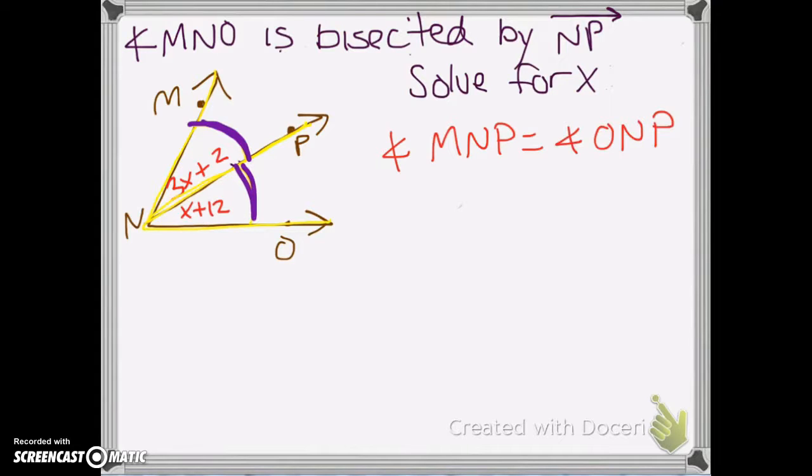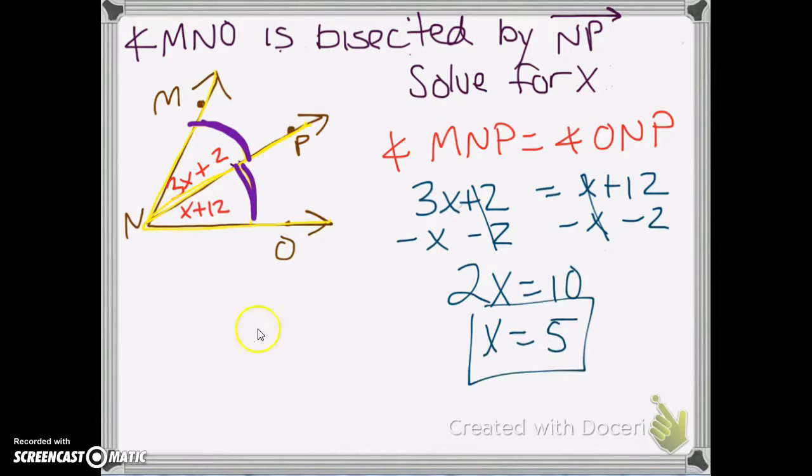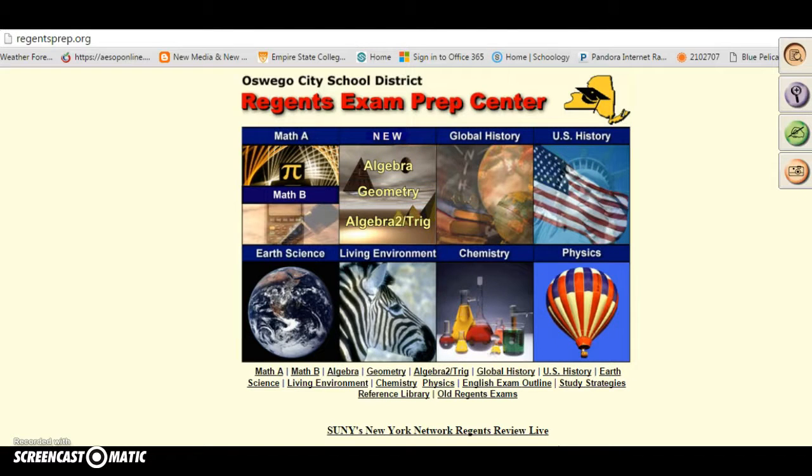Well, both of those angles are represented by expressions. Angle MNP is 3x plus 2, and angle ONP is x plus 12. So we can replace those congruent or equal angles with those two expressions. From here, we can solve for x. We're going to get 2x is equal to 10, divide both sides by 2, and we get x is equal to 5.